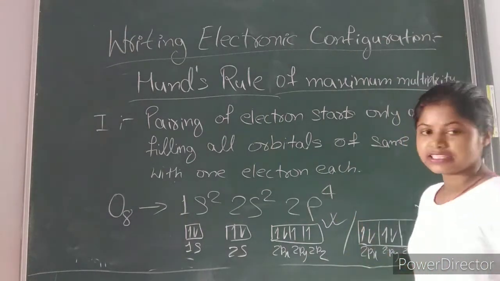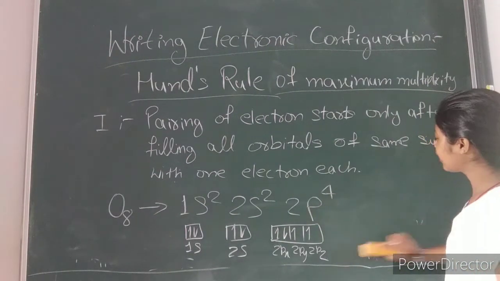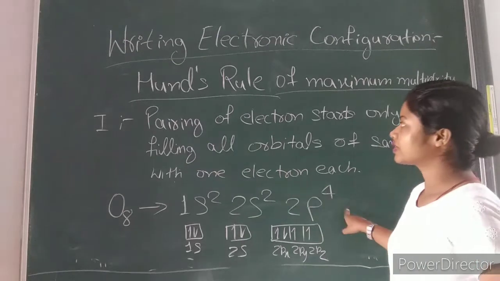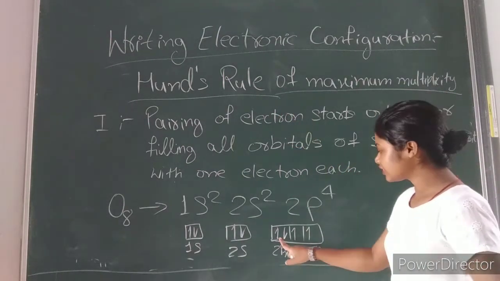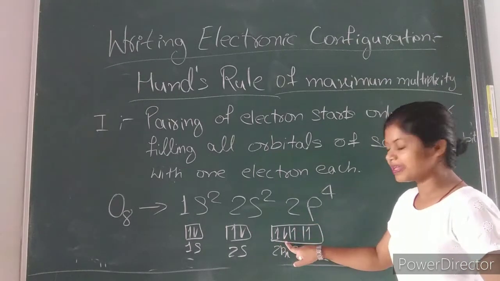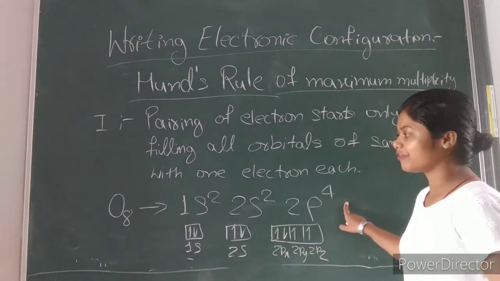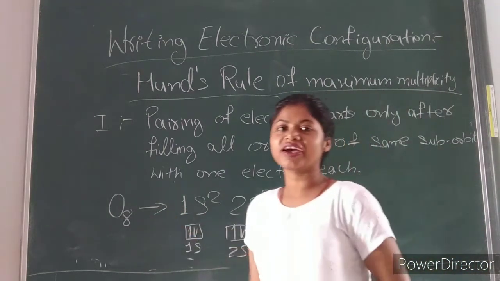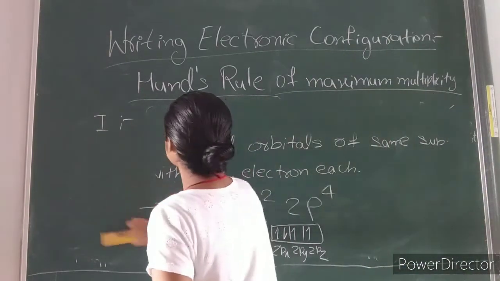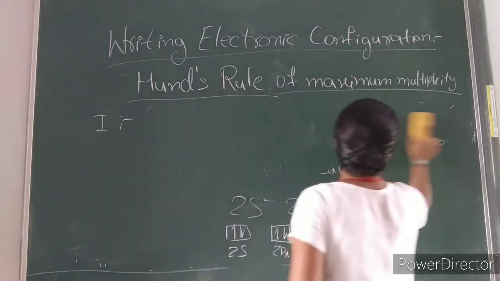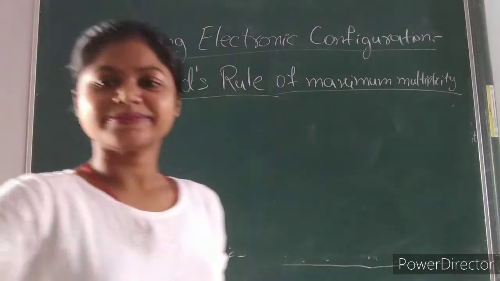Now here you have the electronic configuration of oxygen and we have followed Hund's rule of maximum multiplicity. First the orbitals get filled, then pairing starts. 1s2, 2s2, 2p4 is the electronic configuration of oxygen. Now Hund's rule of maximum multiplicity also has a second part, so let's look into that.